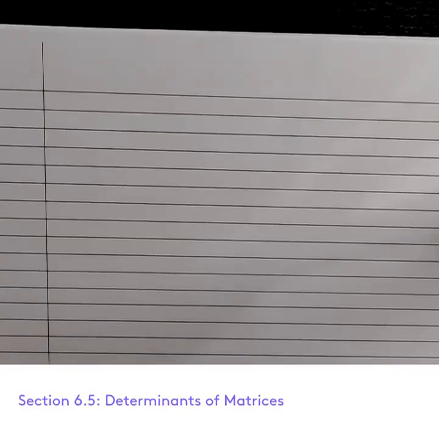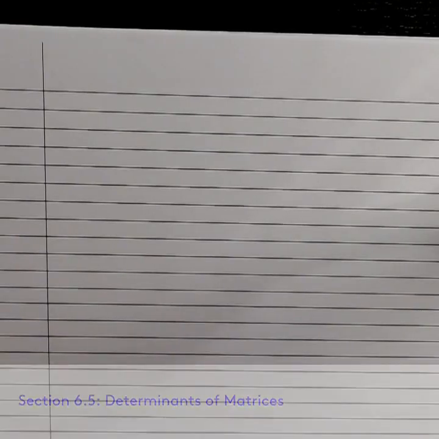Let's turn our attention now to section 6.5, Determinants of Matrices. We've talked about addition, subtraction, and two types of multiplication for matrices, multiplying two matrices together or a matrix times a scalar. We haven't talked about division, nor are we going to exactly.